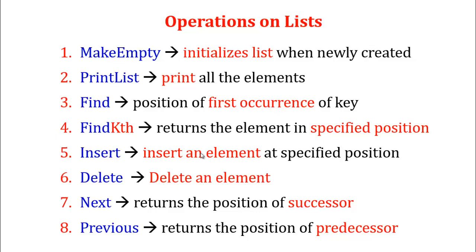Find kth: return the element at the specified position. If you want to find the specified element, it returns the element at the specified position present in the list. And then insert: insert an element at the specified position.